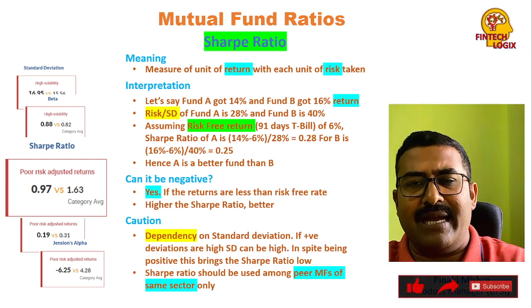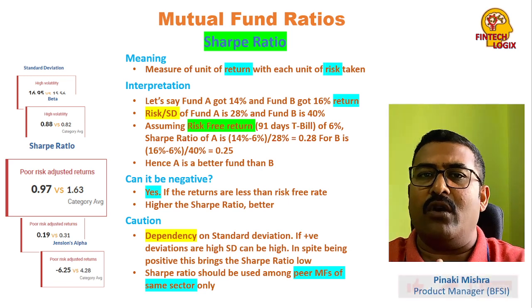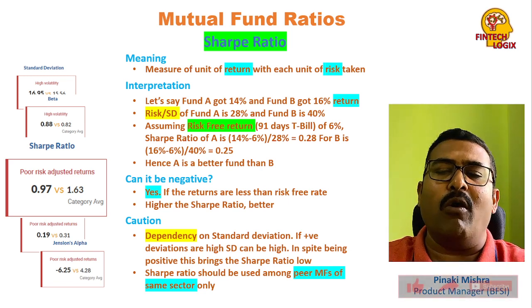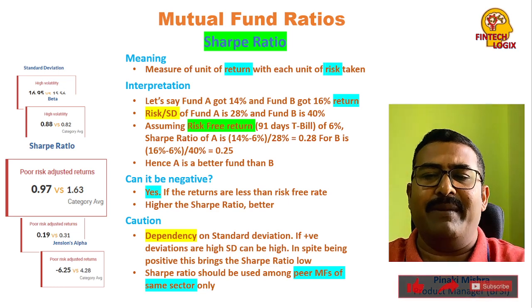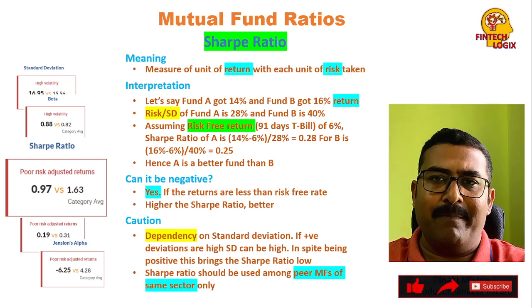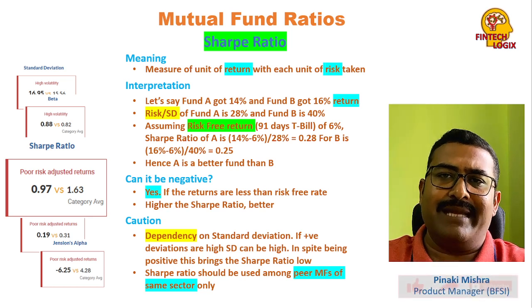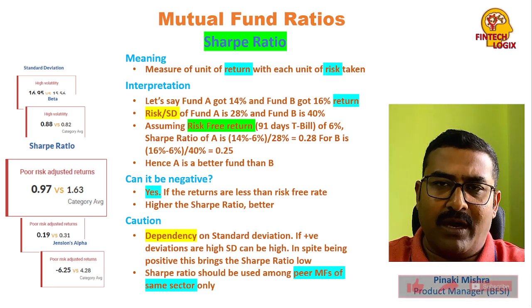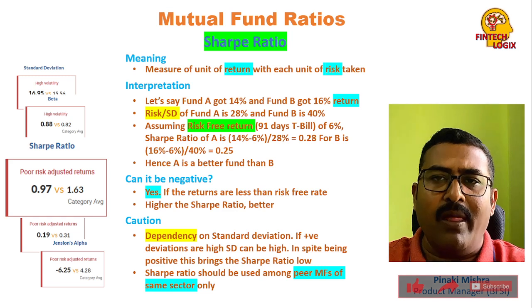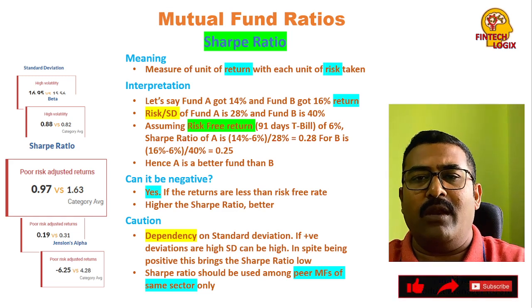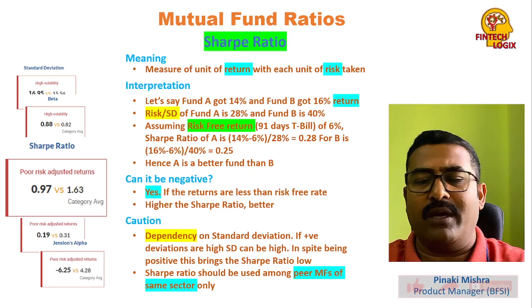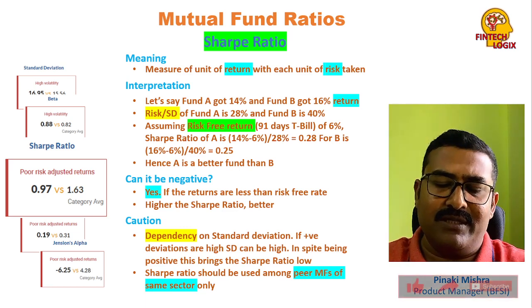The second thing is that the Sharpe ratio should be cautiously used only for comparing peer mutual funds. That means preferably funds in the same sector, with the same kind of underlying portfolio, and probably the same percentage. So ideally you should be looking at the Sharpe ratio to compare these types of funds.